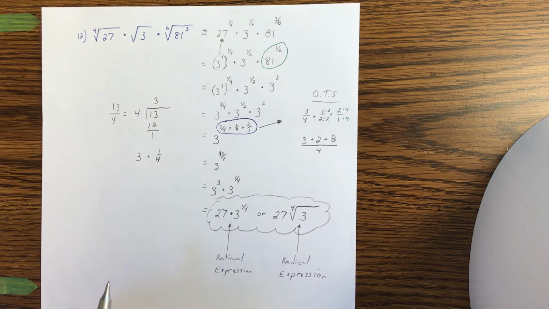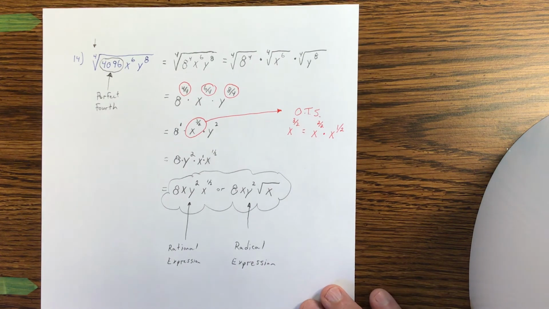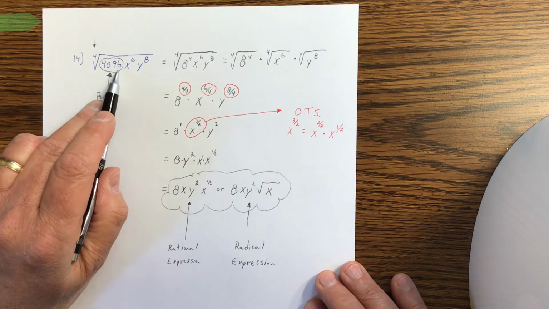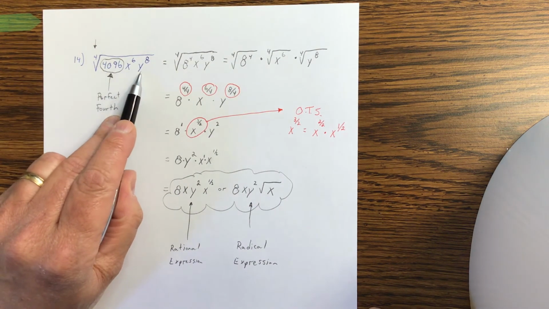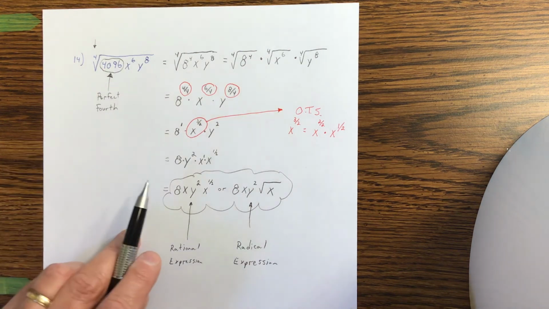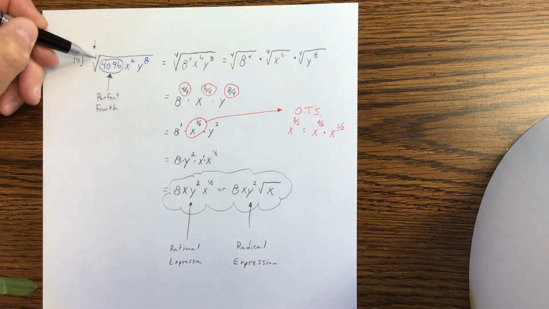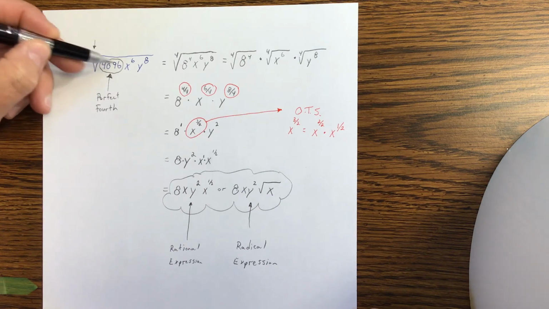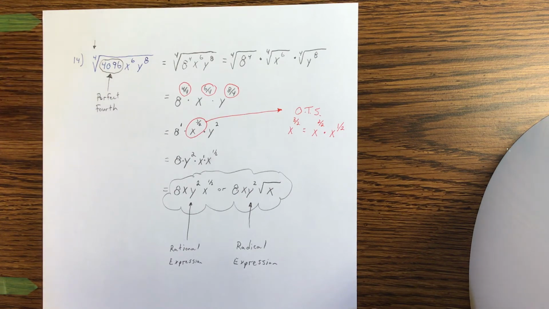number 14. We have the fourth root of 4096 x to the 6 y to the 8th. Our whole goal is to simplify this. Where would we start? The first thing I want to do is, since we're dealing with a fourth root, ask myself, is 4096 a perfect fourth? Yes, it is. We did a table a while back in class.